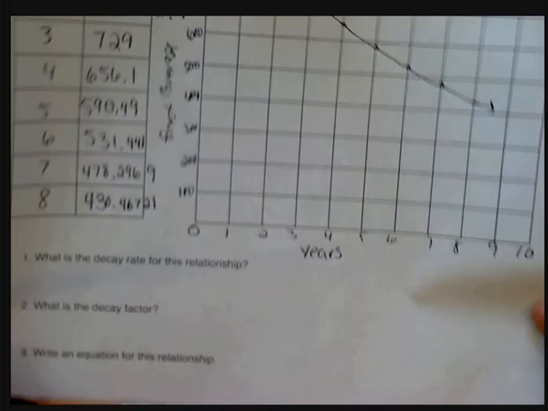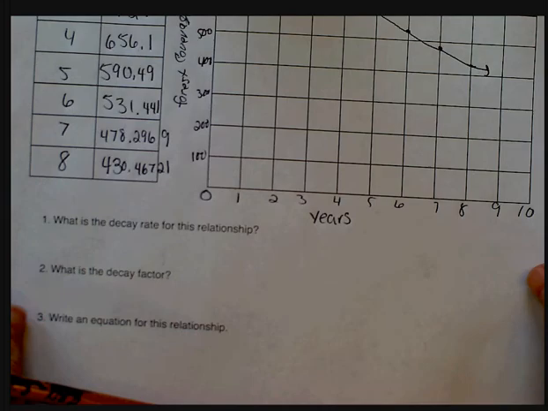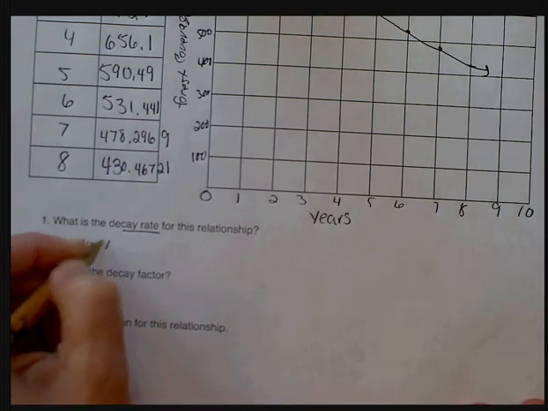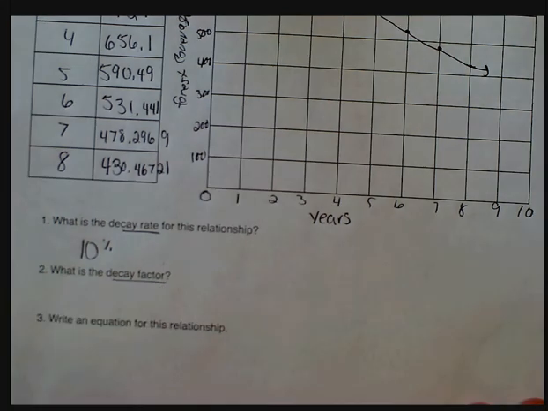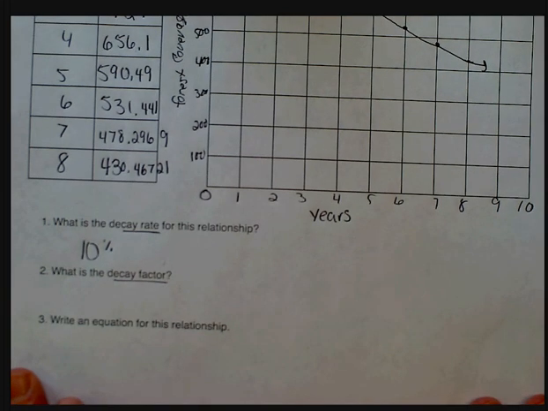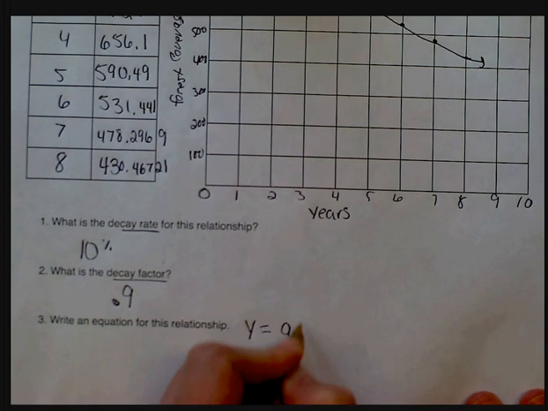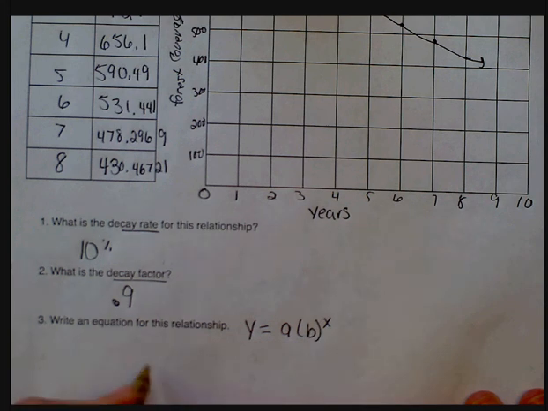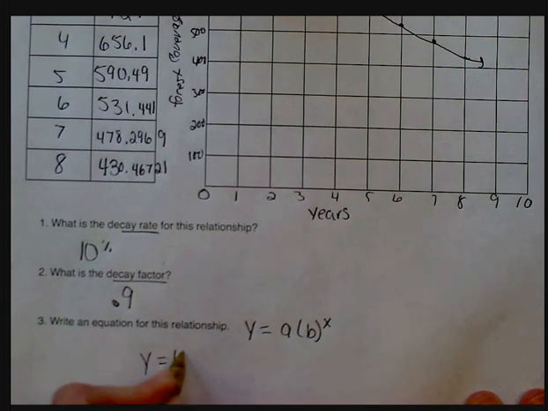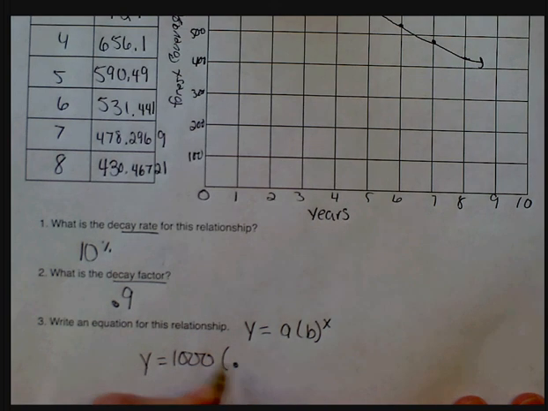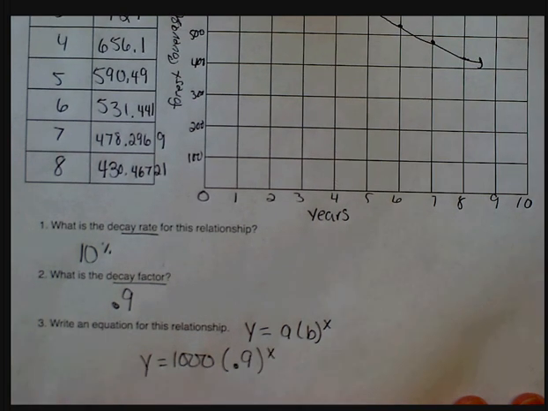Now it asks us to answer these 3 questions. What is the decay rate of the relationship? And remember, the decay rate is that percent that we're decreasing by. That is 10%. The decay factor is what we multiply by each time, and that was the 0.9. So when we write the equation, it's in the form of y equals a times b to the x. So y equals our starting value, which is 1,000 square feet of the forest, times our growth factor, which is 0.9 to the x power.